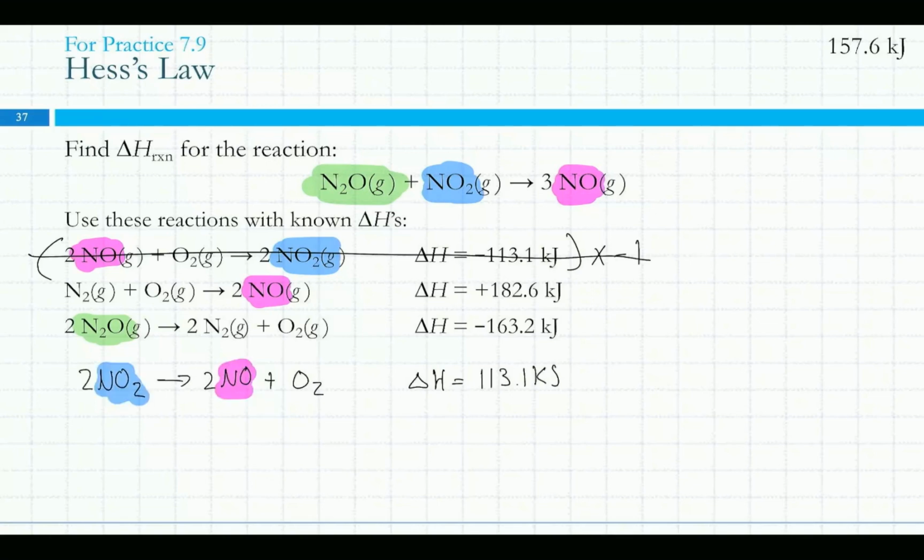So now we've got sort of everything. If we added these together, we'd have all of the things we want on the correct sides. But we also have a lot of other stuff that we don't want. And we need to consider the coefficients in our final reaction. The coefficient for dinitrogen monoxide should be 1, nitrogen dioxide should be 1, and nitrogen monoxide should be 3. As is right now, I'm going to end up with 2 N2O, 2 NO2, and 4 nitrogen monoxide. So what should I do?